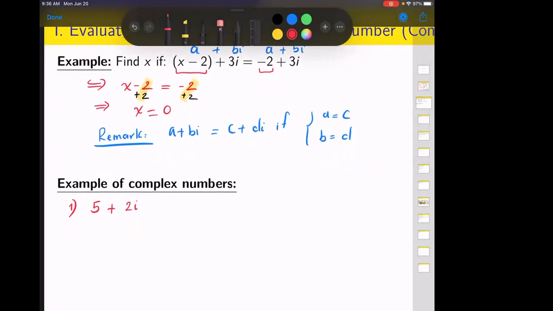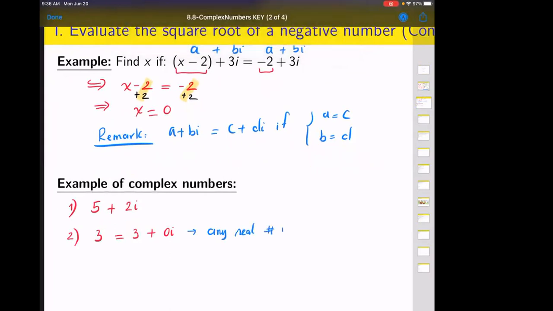I also claim that number 3, any real number, is also a complex number. Why? 3 I can rewrite as 3 plus 0i. So there's your real part and your imaginary part right there. So this implies any real number is also a complex number, which just makes sense.